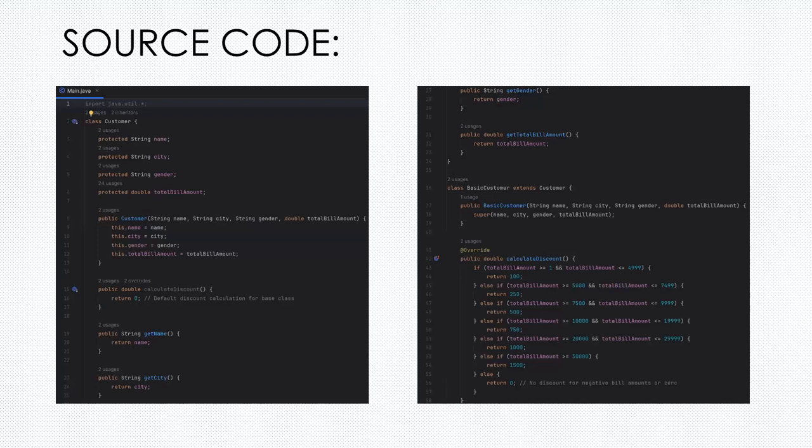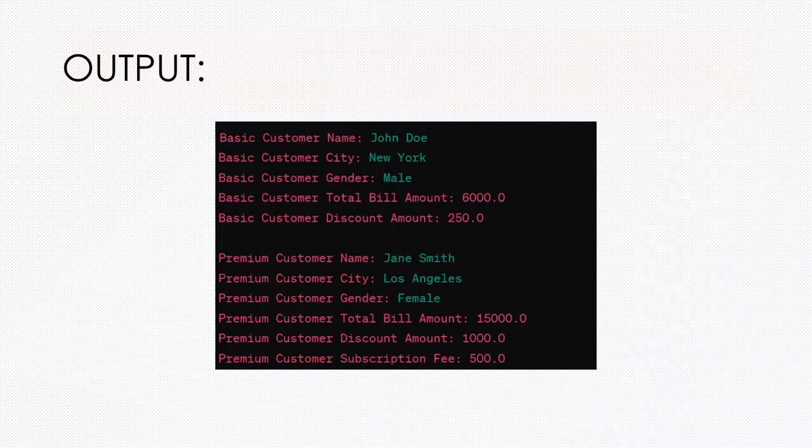Coming to the source code for the above question, we have declared a customer class, and there are some declarations like name, city, gender, total bill amount, and we have used customer as the constructor, same as the class name, and we have used the this pointer for the sake of the current class. And a calculate discount method is created which returns zero, and a get name method is created which returns name. Likewise, it follows up to the get total bill amount method, which returns the total bill amount. And another subclass is created named basic customer, which extends the customer class. And the same as the previous class, the basic customer constructor is created by using the super keyword, with which we can access the data in the parent class. An override takes place here. Calculate discount method is used.